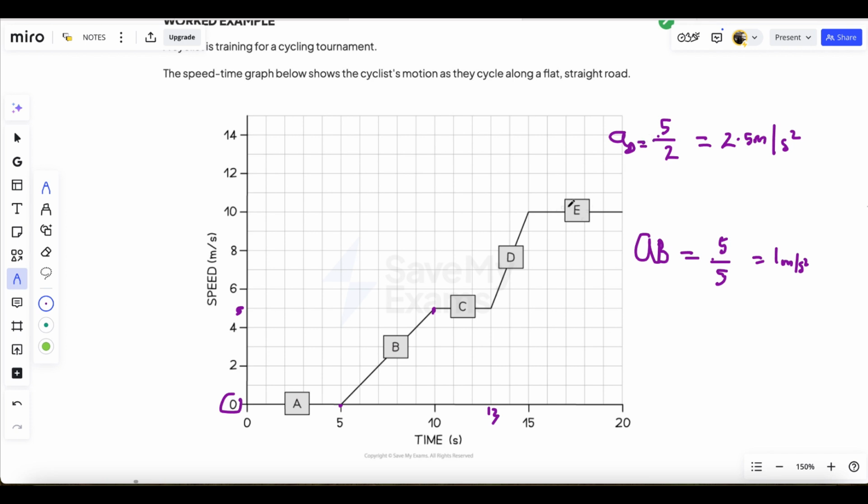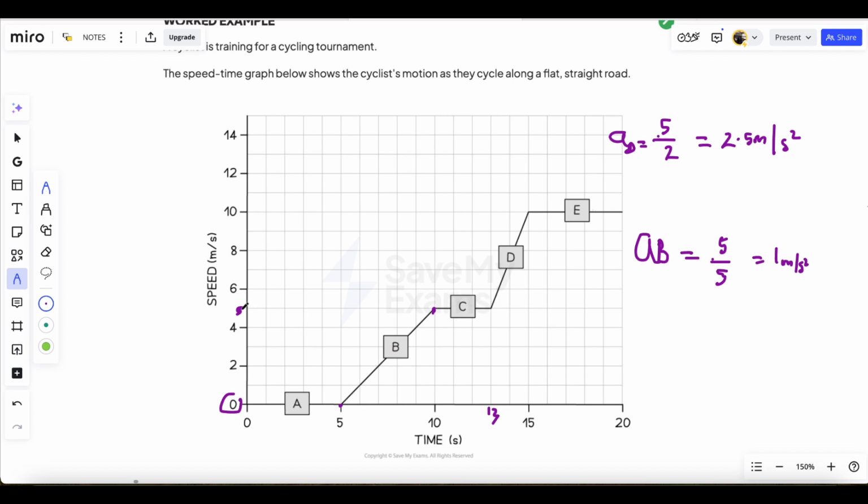Now at E, it does not have acceleration. Acceleration is 0. In Cambridge, they can ask where the acceleration is 0. Acceleration is 0 at C and at E. Why is the acceleration 0? Because it's moving at a constant speed. Acceleration means rate of change of speed. If your speed is constant, acceleration will be 0. You know why? Because your vertical value will be 0.